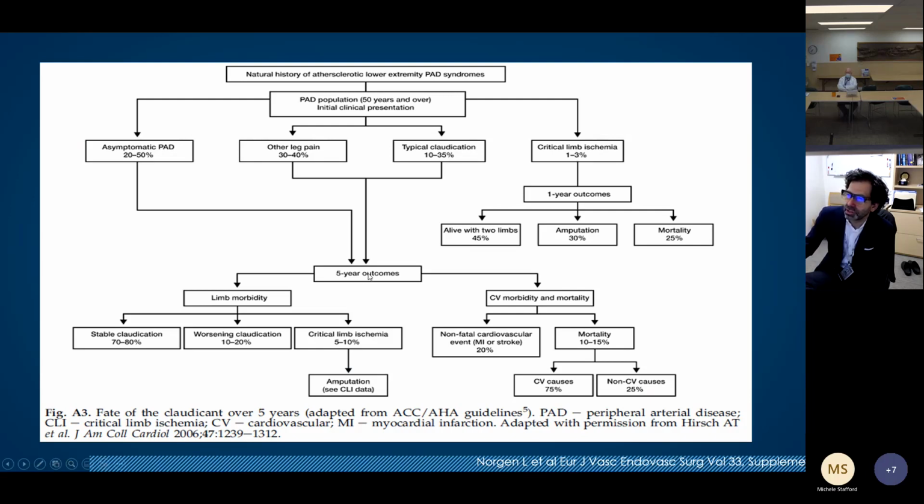If you look at the claudicators, their 5-year outcomes with regards to their limbs, 10 to 20% will worsen. The majority of them will remain stable if you can medically optimize them, and only 5 to 10% will fall into the critical limb ischemia pathway. In terms of their morbidity and mortality, over 5 years, 10 to 15% will die, and the majority of them, again, will die as a result of a cardiovascular cause.